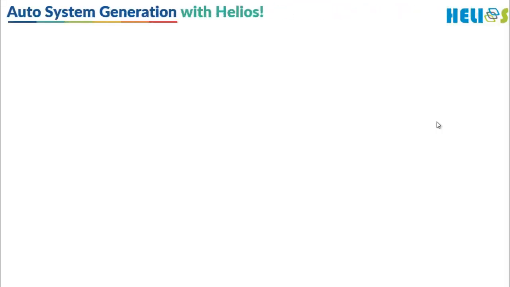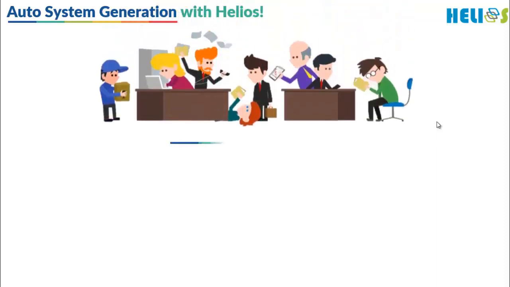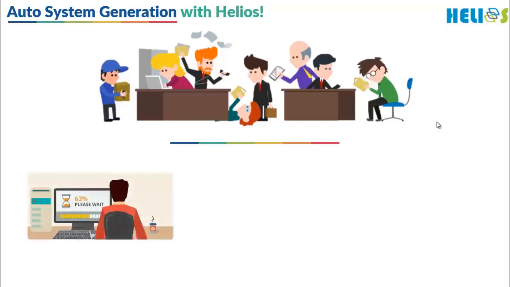Hello there. This video is to demonstrate the automatic system generation functionality of Helios. You might be looking at automating your custom manual business structures and processes that are unique to your organization. Probably modernizing a legacy application that's difficult to change or upgrade and probably lacks support too.